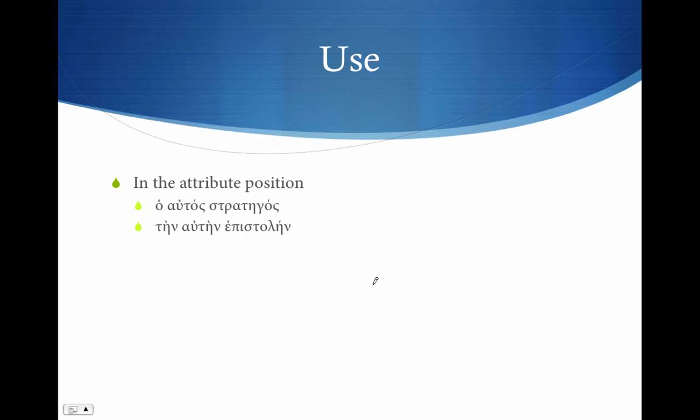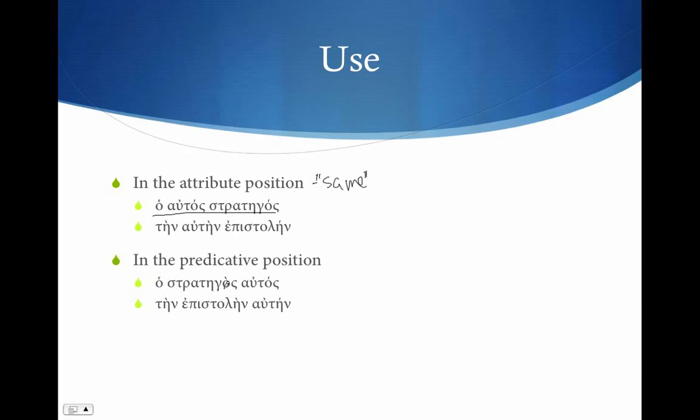Now, the first use can be as an attributive adjective in the attributive position. Remember, the attributive is after the article, so between the article and the noun, or we can just repeat the article if we like. And in this case, it's going to mean same. So ὁ αὐτὸς στρατηγός, the same general, or in the accusative τὴν αὐτὴν ἐπιστολήν, the same letter. And the way to keep this in mind is this is our English word order, right? The same general, the same letter. So in the attributive position, translate it as same.